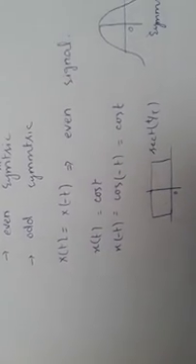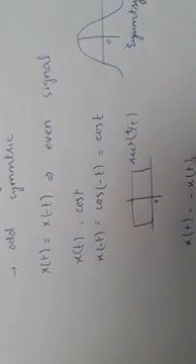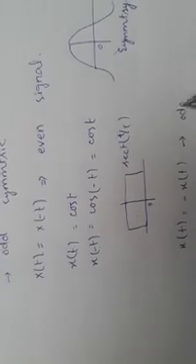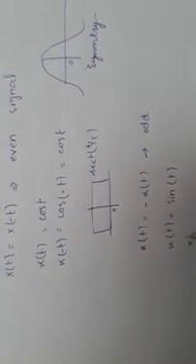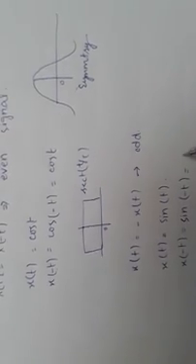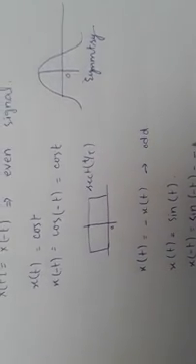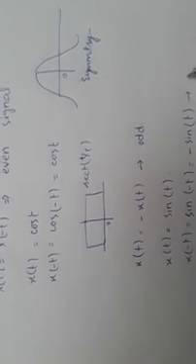Now we see the odd signal. In odd, if we have x of minus t equal to minus x of t, then we say this is an odd signal. For example, let's take x of t equal to sine of t. When we apply x of minus t, we get sine of minus t. We know in sine the negative part comes outside like this, and it becomes minus sine of t. So we see these two values are the same, so we say this is an odd signal.